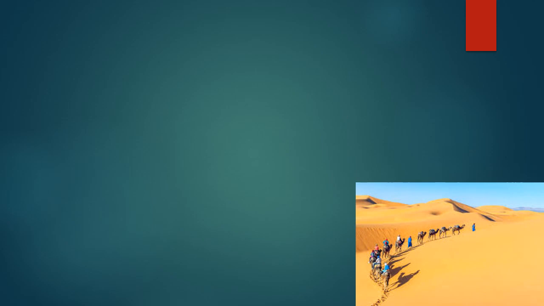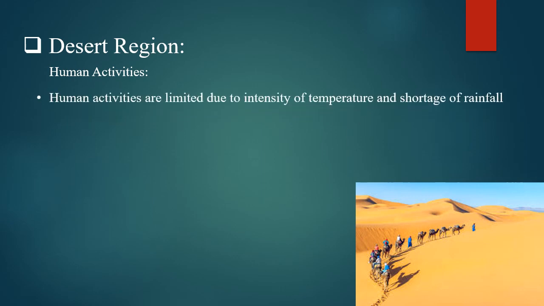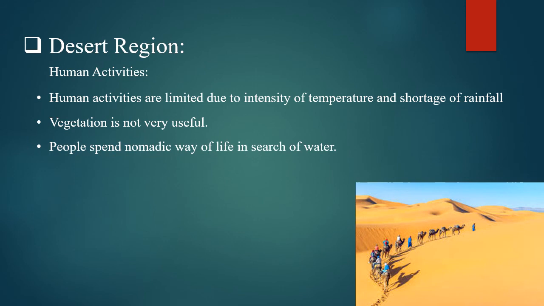Now we will look into the human activities of desert region. Human activities are limited due to intensity of temperature and shortage of rainfall. Vegetation is not very useful. However, the areas which have groundwater resources are suitable for the date palms and dry farming with the help of springs and wells. People spend nomadic way of life in search of water. The region is also backward from the industrial point of view.